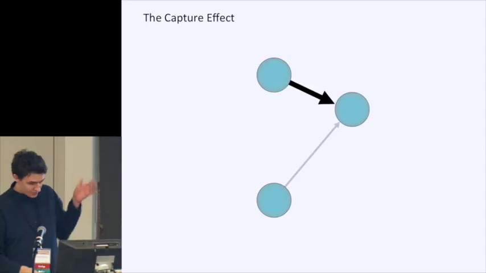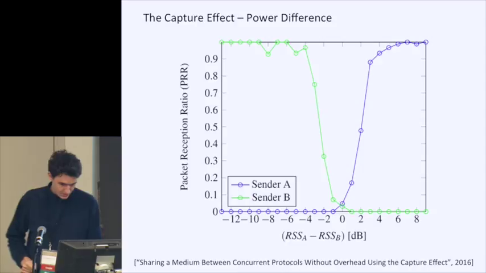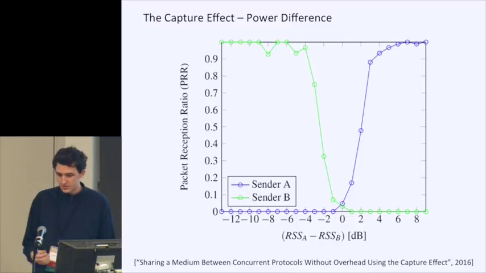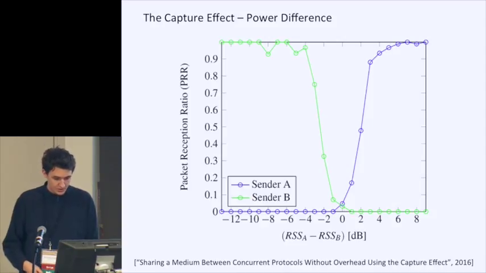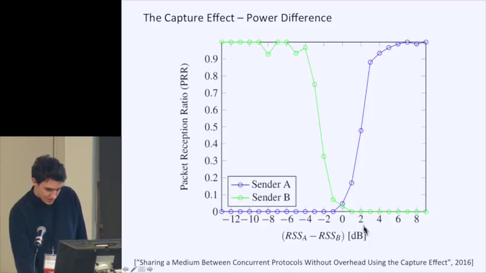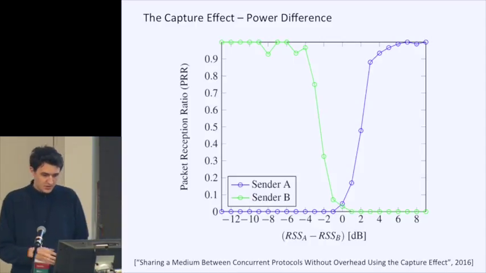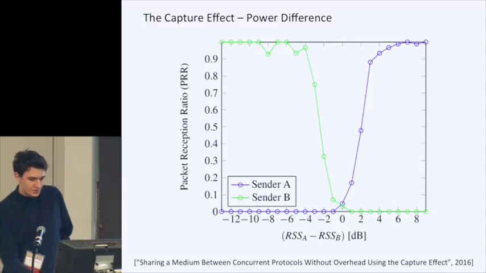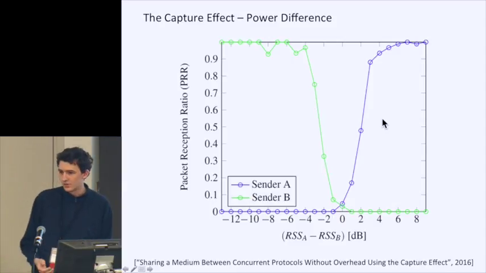Now, how much stronger does this need to be? This is just a plot from our system we were working with. On the x-axis you have the difference in received signal strength between the two senders which were sending to the same node, and on the y-axis you have their packet reception ratio. And you can see around 0 here, it's very low, it's very bad, neither packet is likely to arrive, and as you get away from that, it gets better and better for one or the other sender. And this gap, this chasm, is 5 to 6 decibel depending on how you want to look at it.